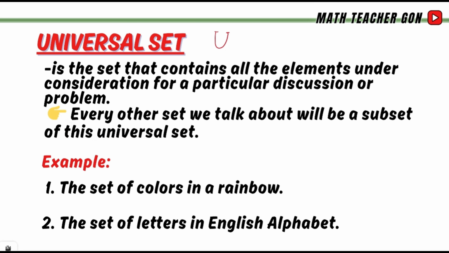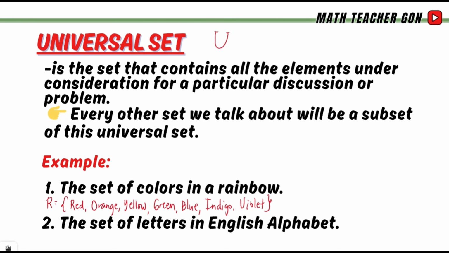So for example, the set of colors in the rainbow will be your universal set. And what are those colors? The Roy G. Biv. So you have, let's put it down. Rainbow, or R, is equal to the braces, which is red, orange, yellow, green, blue, indigo, and violet. So these are the colors included in the rainbow.